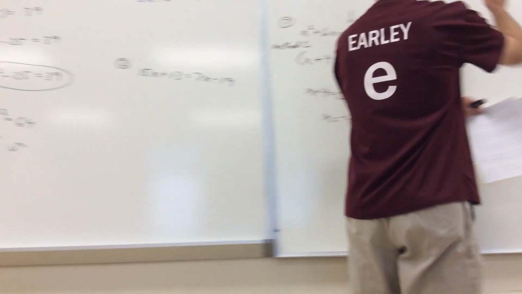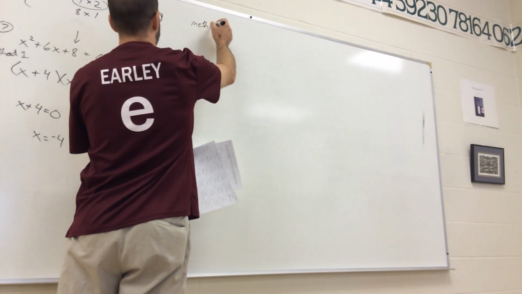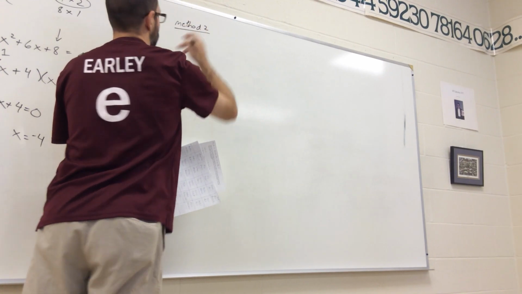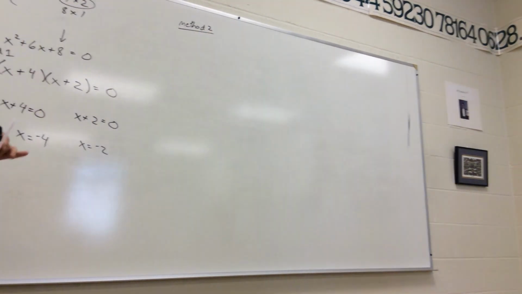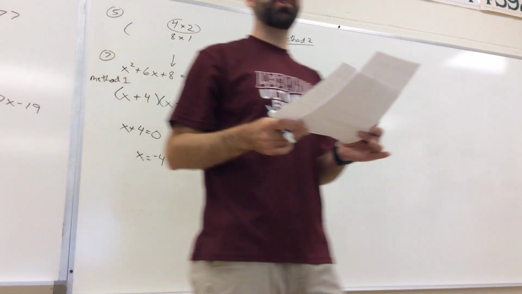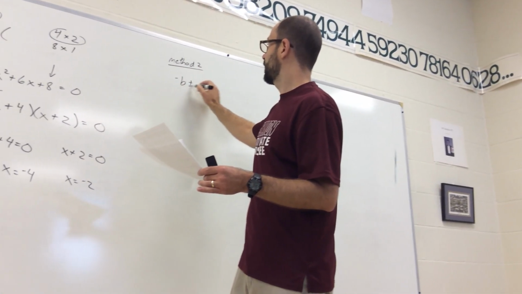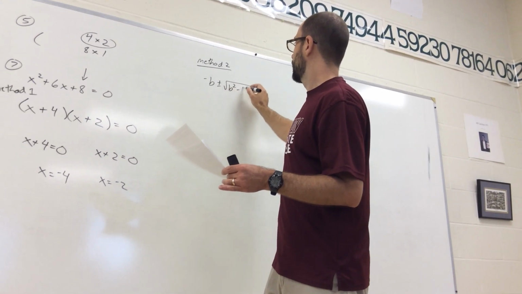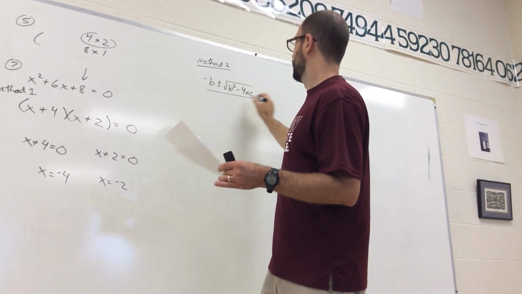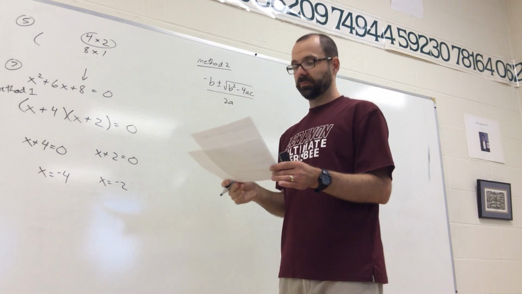Okay, but I would like to do this problem a second way because there's a second option for solving quadratics. And we talked about this yesterday. The other option is the quadratic formula. So that's the opposite of b, plus or minus the square root of b squared minus 4ac, all over 2a.